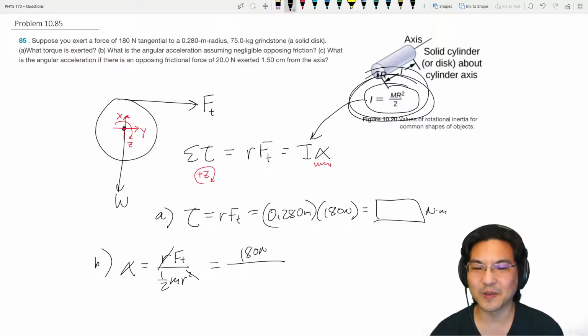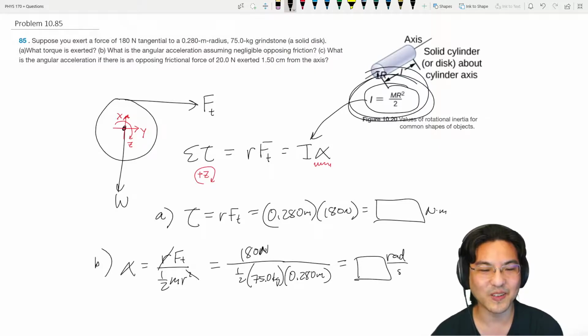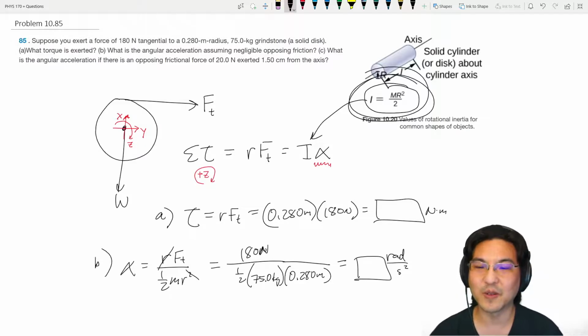180 newtons over 1/2, let's see, where's the mass? 75 kilograms. And the radius is known, 0.280. There you go, right? So punch that in the calculator, something, something, something, radians per second squared. Okay. Oh, there's a part C.